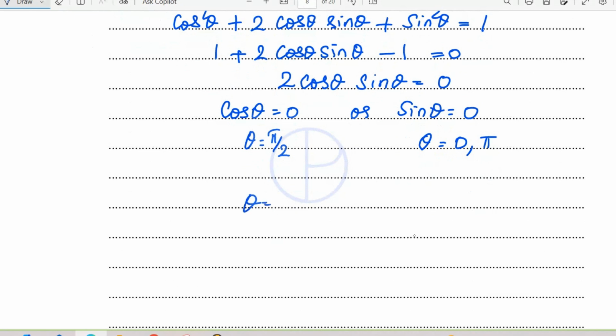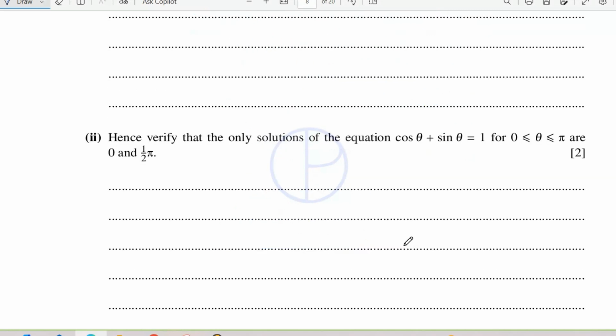So theta is equal to 0, pi by 2, comma pi are the solutions. The next part of the question is, hence verify that the only solutions of the equation cos theta plus sin theta equal to 1 for 0 less than or equal to theta less than or equal to pi are 0 and 1 over 2 pi. So here it is given cos theta plus sin theta equal to 1, and for this we need to verify only these two are the solutions.